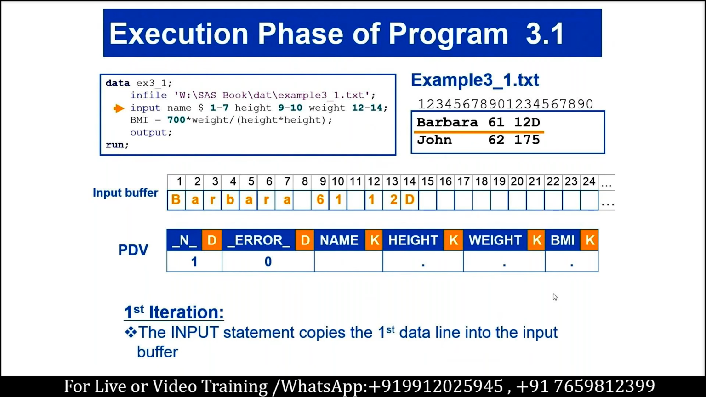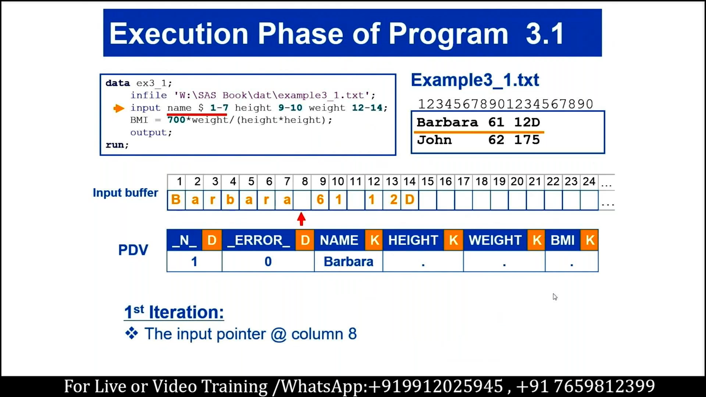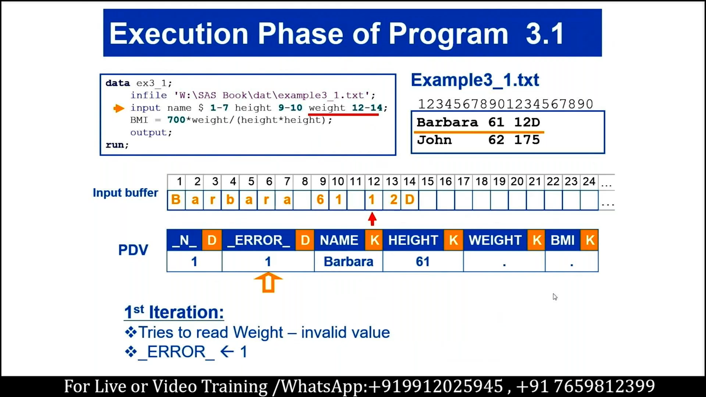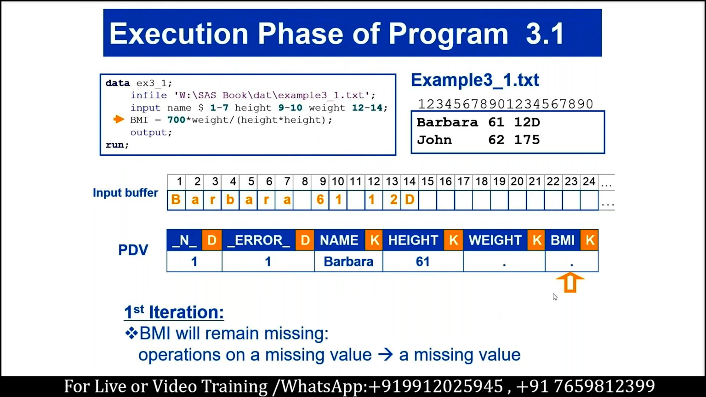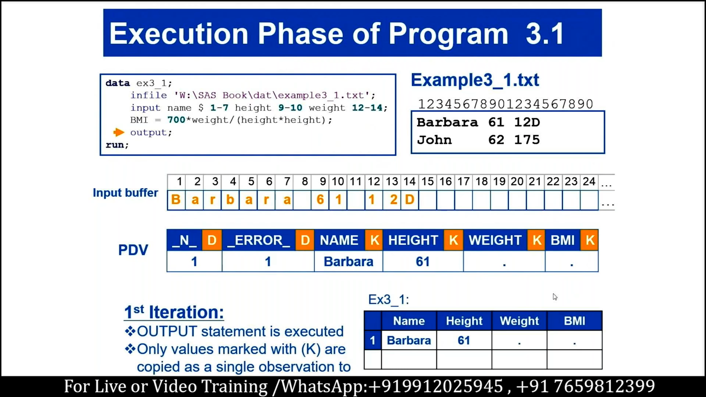Then it is going to pick the values from the text file to the input buffer, position wise. The complete record it will hold. Variable wise, it is going to read into the PDV. Then record wise, it will send to the BMI calculation, but as weight is missing, BMI is missing. The output statement will send that record to the output dataset immediately.